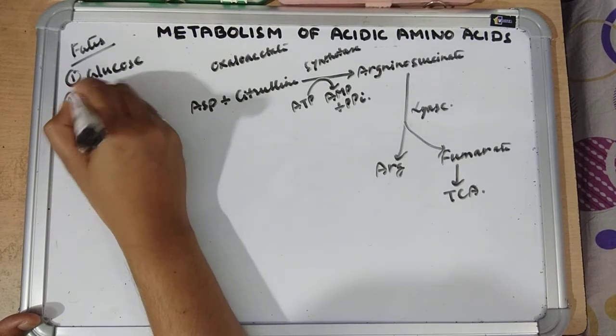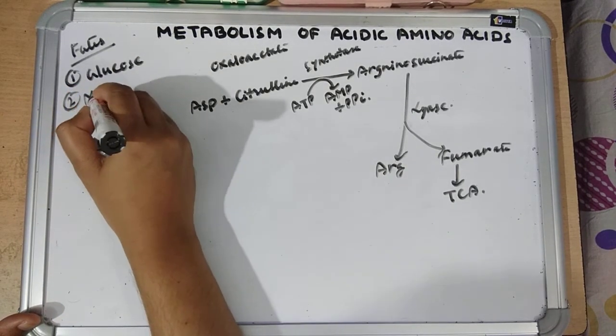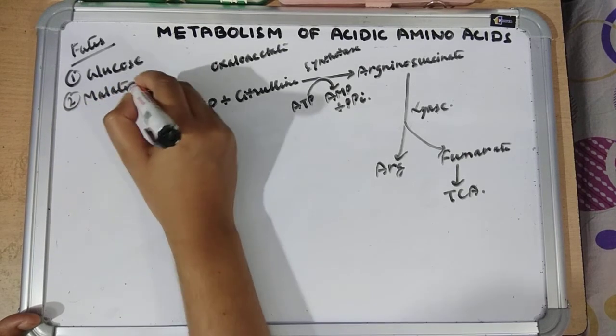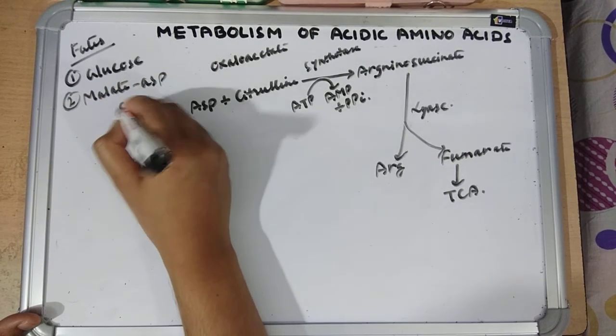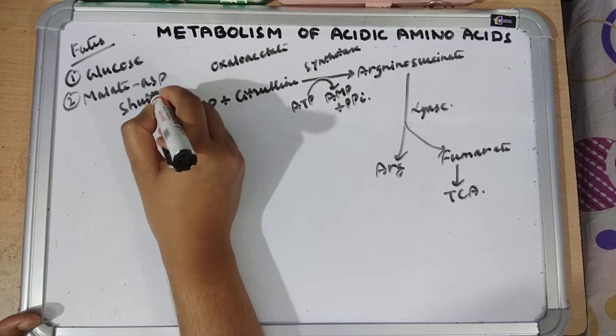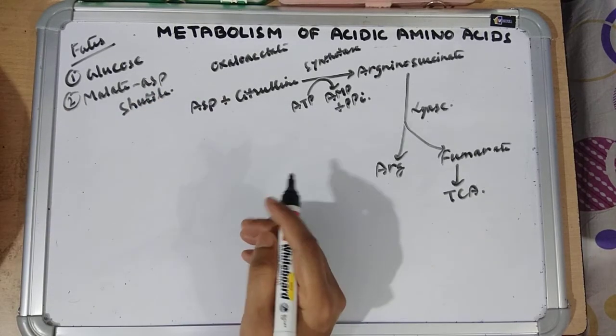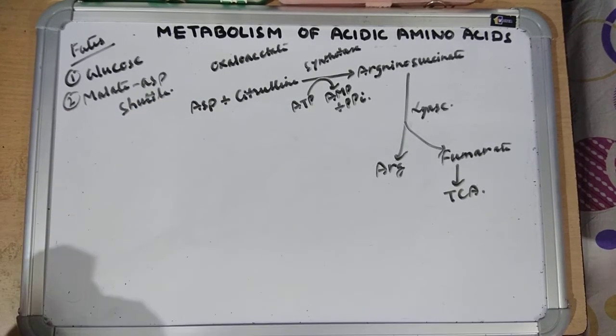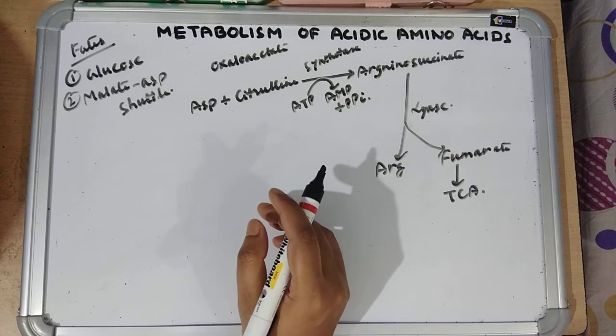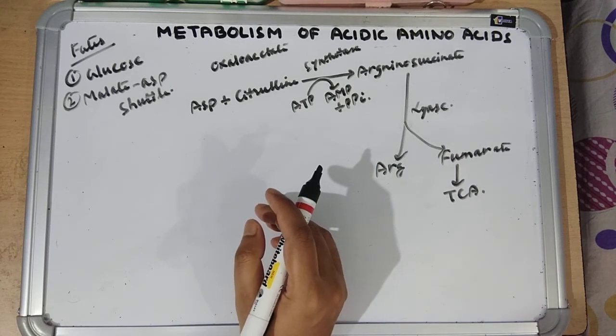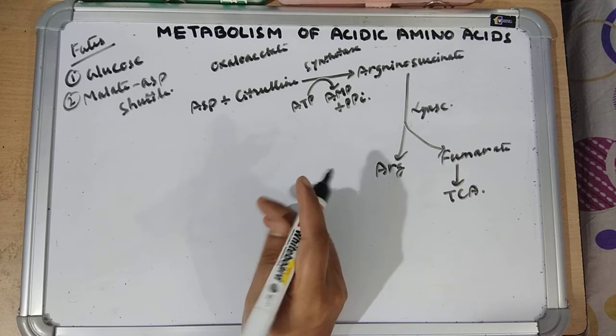Number 2 is malate aspartate shuttle. In gluconeogenesis we have the malate aspartate shuttle, by which oxaloacetate is transported from mitochondria to cytosol, or during oxidative phosphorylation NADH is transported from cytoplasm to mitochondria.